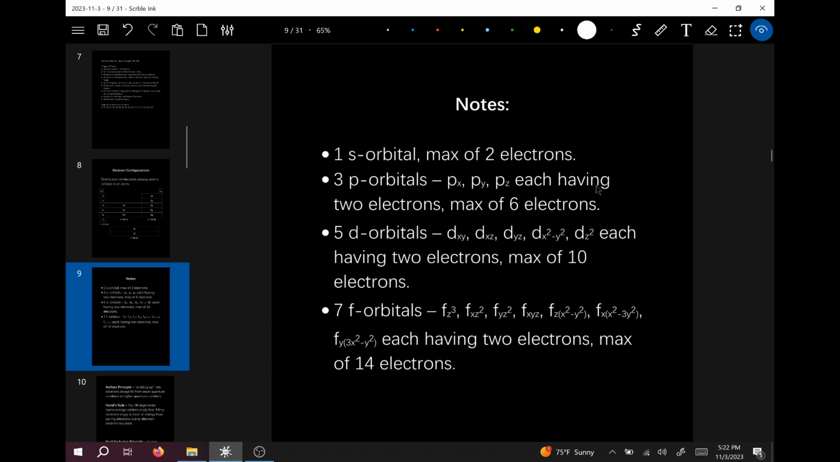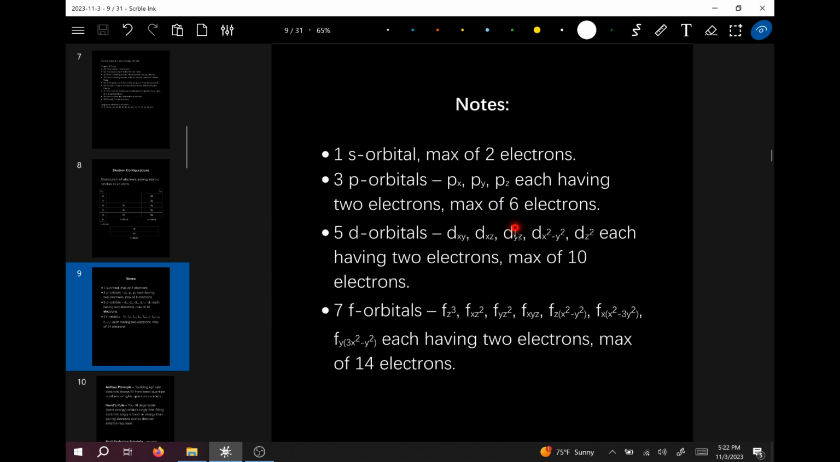Remember that if your L value is 1, the acceptable m sub L values are -1, 0, and 1. Well, that means that I have 3 different p orbitals, because L being equal to 1 means I'm talking about a p orbital. And those 3 p orbitals are going to be the p sub x, p sub y, and p sub z. Each individual atomic orbital can hold 2 electrons. The entire set, since there's 3 of them, and I can hold 2 in each, is going to be 6 electrons.